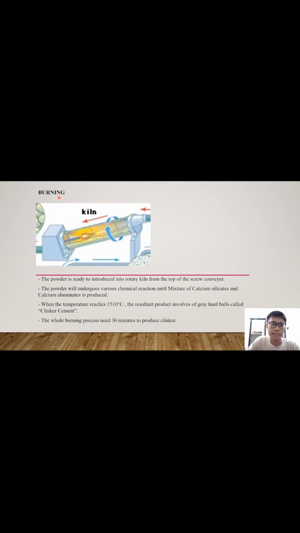Next is burning. The powder is introduced into the rotary kiln from the top by a screw conveyor. The powder will undergo various chemical reactions until a mixture of calcium silicate and calcium aluminate is produced. When the temperature reaches 1510 Celsius, the resultant product is a grey hard ball called cement clinker. The whole burning process needs 30 minutes to produce clinker.